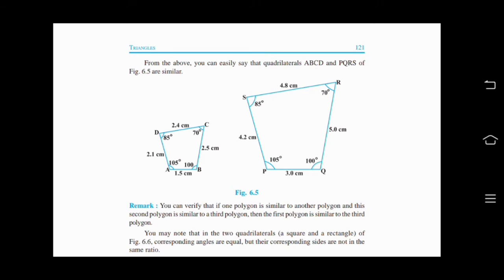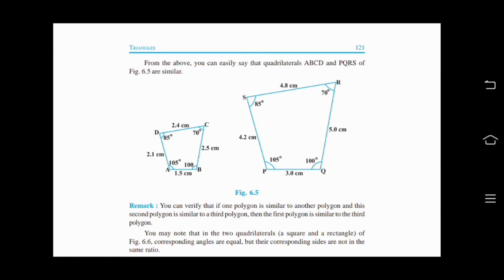Now let us observe figure 6.5. In figure 6.5, we have two quadrilaterals. Let us decide whether these two quadrilaterals are similar to each other or not. We have two quadrilaterals ABCD and PQRS. Now what is the first condition for two quadrilaterals to be similar to each other? Corresponding angles should be equal. Angle A is equal to angle P, that is 105 degrees here. Angle B is equal to angle Q, that is 100 degrees. Angle C is equal to angle R, and angle D is equal to angle S. Hence we can say corresponding angles are equal. So our first condition is satisfied.